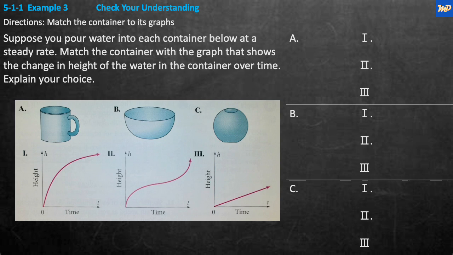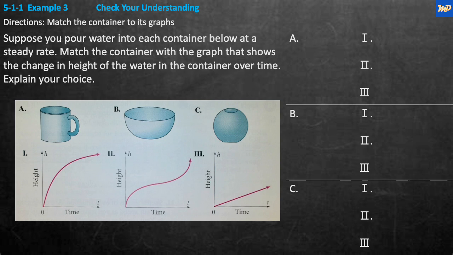So match the container to the graph that shows the change in height of the water in the container over time. It might start off fast and get slower and slower, or it might be constantly going up, or it might change, go fast and slow and fast again. So go ahead and pause the video and try it, and when you come back, we'll look at it and see what we come up with. Okay, so now that you're back, let's take a look.